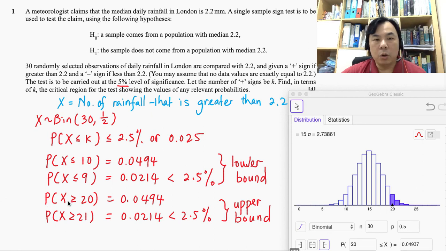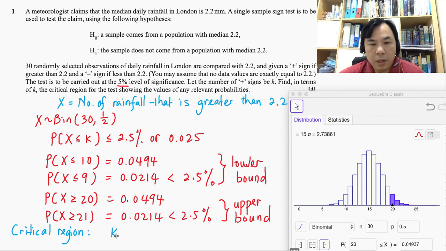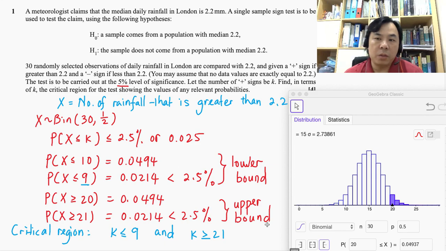And then finally, I can conclude, in terms of K, the critical region. So the critical region can be written as K less than or equal to, in this case you can see the lower bound, anything less than 9, and the upper bound, that will be K greater than or equal to 21. Now that will give us the critical region to perform our sign test on. So I hope that is clear. I'll move on to the next question shortly.